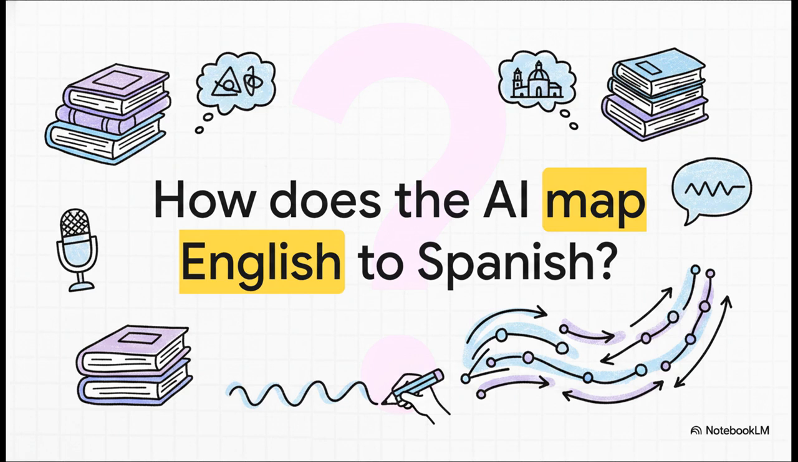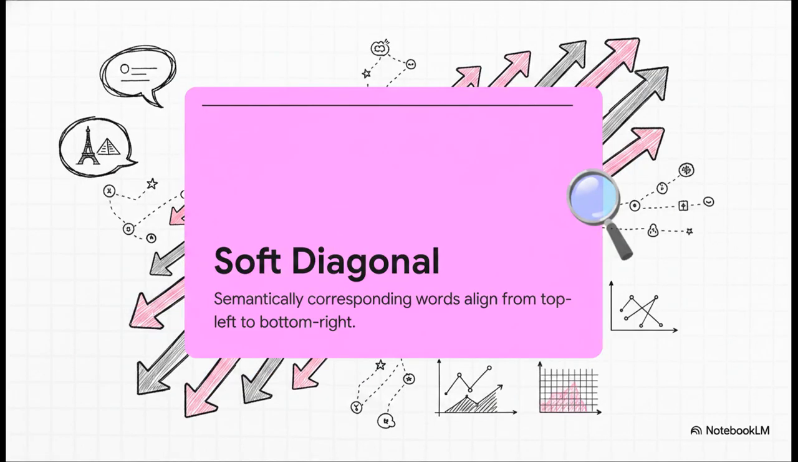Remember, we didn't give it a hard-coded English to Spanish dictionary. We didn't program any grammar rules, nothing like that. We just gave it sentences in English, the corresponding sentences in Spanish, and basically said, hey, figure out the math in between. So how does it bridge that gap? The answer is this super cool phenomenon called soft diagonal alignment.